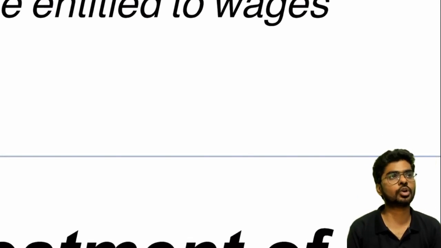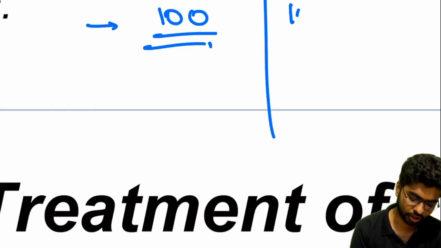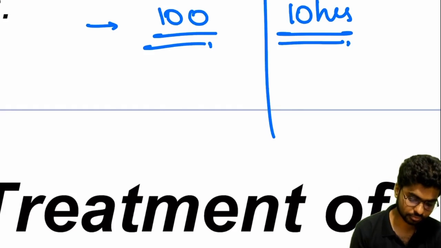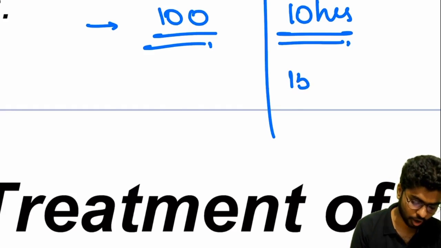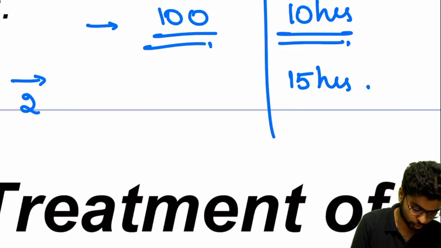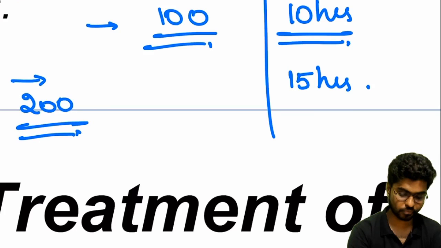Now I want you guys to understand this part. Everyone pay a little attention to it. An employee is paid 100 per hour for 10 hours. The employee worked for 15 hours. For the additional time, he was paid 200. For the additional time, he is paid what? 200.